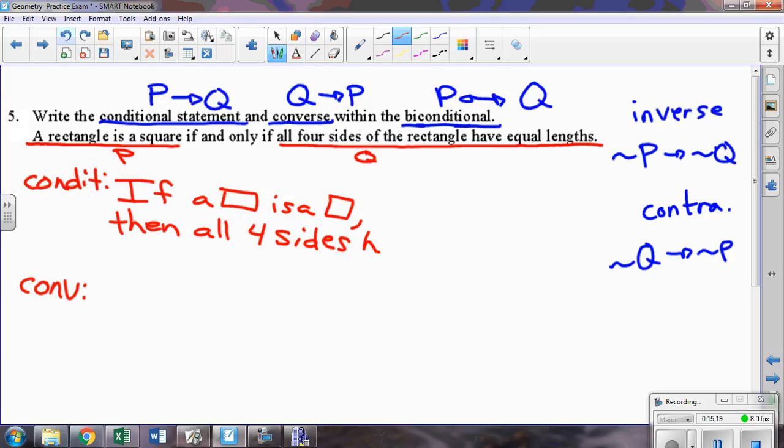All four sides have equal lengths. And admittedly, I'm being lazy right here. I mean, it's not that difficult to write out the words, but I'm trying to save some time. And so I'm writing out a picture of a rectangle instead of writing the word rectangle. I'm writing down the symbol for equal instead of writing the word equal.